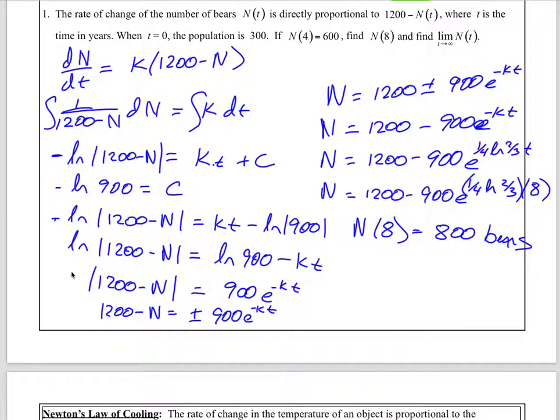Because what does N represent? The population of bears. And what happens if my population of bears is bigger than 1,200? It gets negative. That would be negative, which makes no sense. That's why there can't be more than 1,200 bears. Can't have negative bears.